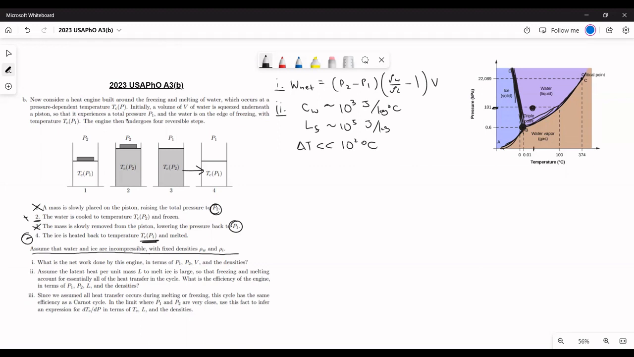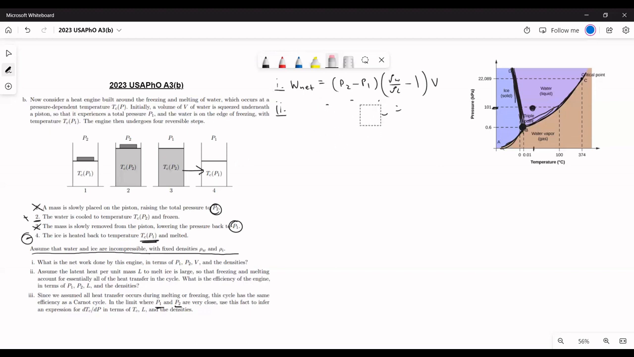And if you read ahead a bit, actually in step 3, we're going to make the assumption where P1 and P2 are very close, and that means that the function Tc evaluated at those two pressures is going to give two very close values as well. So that means that the delta T between P1 and P2 is going to be very small, and this assumption is valid.